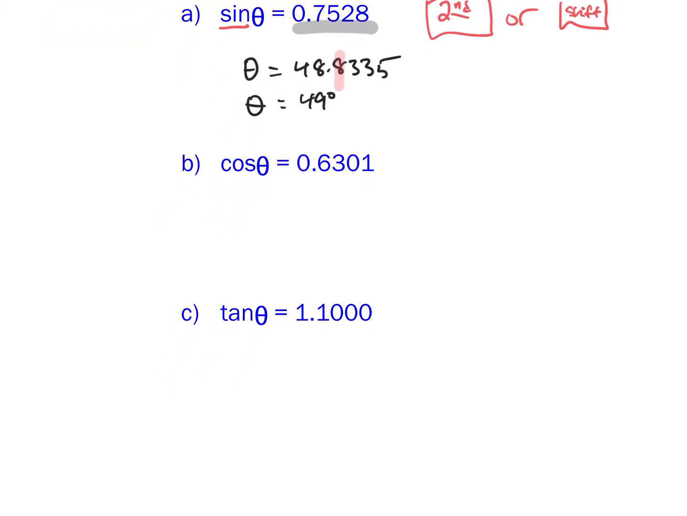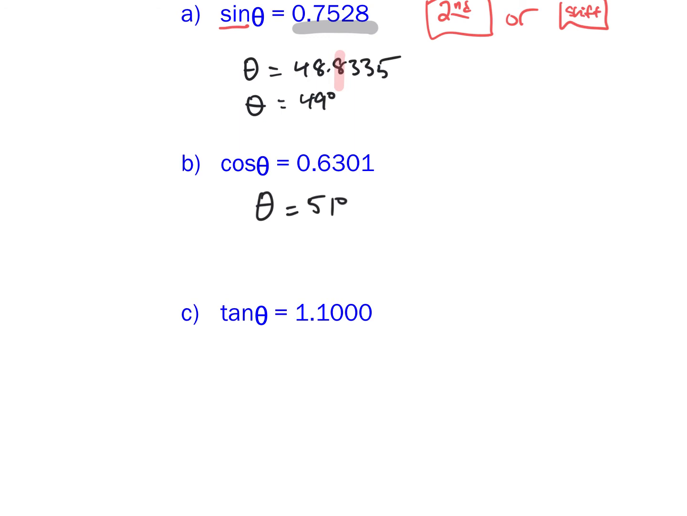Now we're going to move on to the next one, which is cos theta equals 0.6301. So again, we're going to have to use second or shift to help us out here. And then we're going to type it in. And when we do so, we'll skip to the part where we round to the nearest whole degree. We are going to get exactly 51 degrees. It's actually 50.94249926, but of course rounded is 51 degrees.